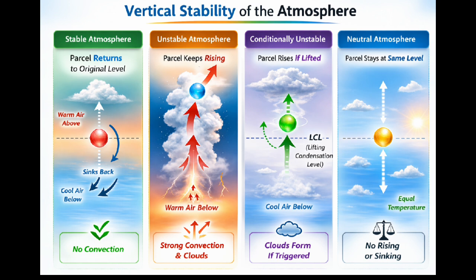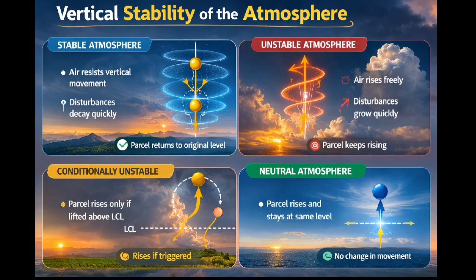At the same time, the temperature of the surrounding atmosphere also decreases with altitude, and this decrease is called the environmental lapse rate. The comparison between the environmental lapse rate and the adiabatic lapse rate determines whether the atmosphere is stable, unstable, or conditionally unstable. If the environmental lapse rate is smaller than the adiabatic lapse rate, the atmosphere is considered stable. In this situation, when an air parcel rises, it becomes cooler and denser than the surrounding air, and therefore sinks back to its original position.